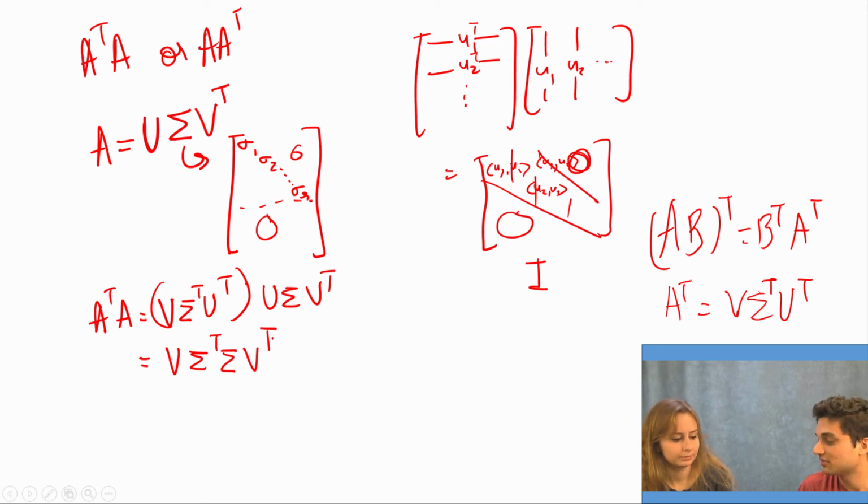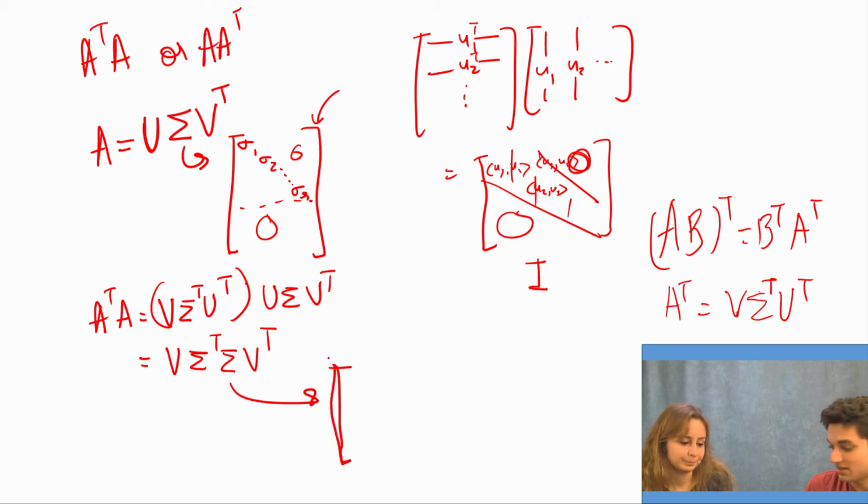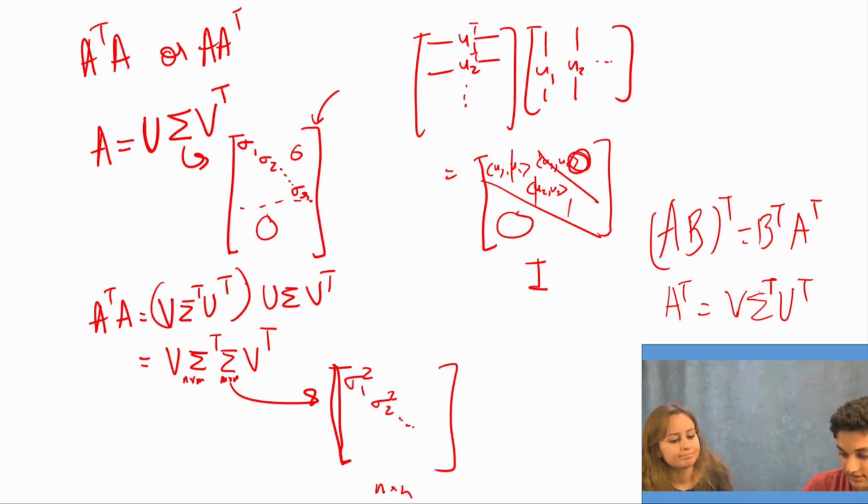What does sigma transpose sigma look like? Just expand it. Well, we're going to have the squared singular values on the diagonal, and everything else is going to be 0. And it is going to be a square matrix, because if sigma was m by n, sigma transpose would be n by m, and then you'd have an n by n matrix. And then you'd have sigma 1 squared, sigma 2 squared, sigma r squared, and zeros on the other part.